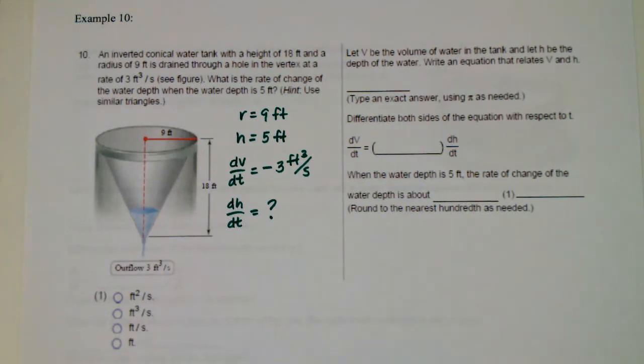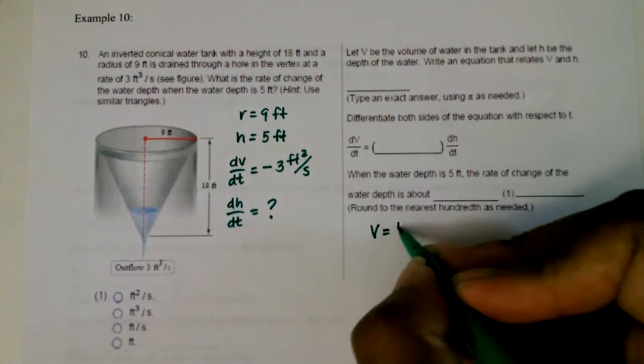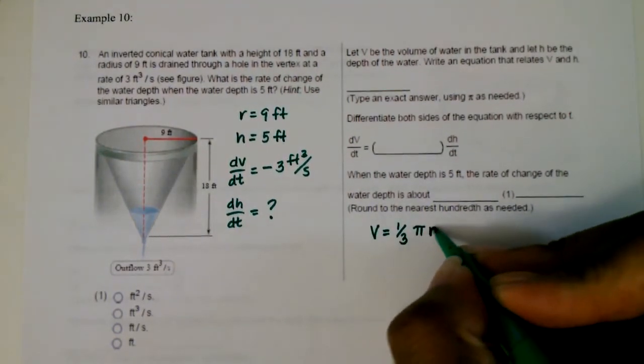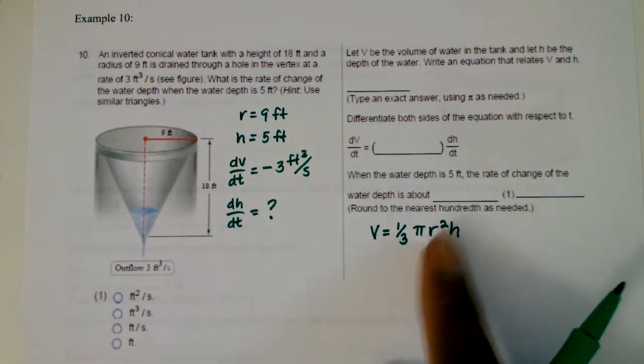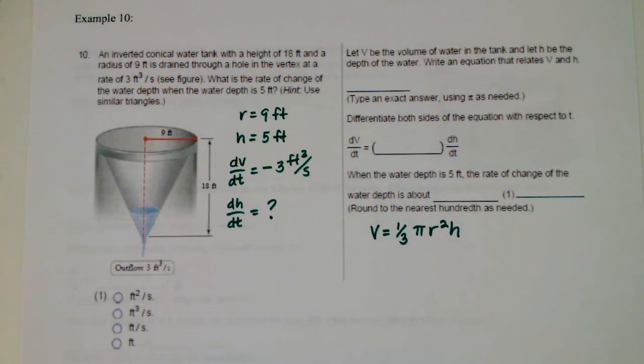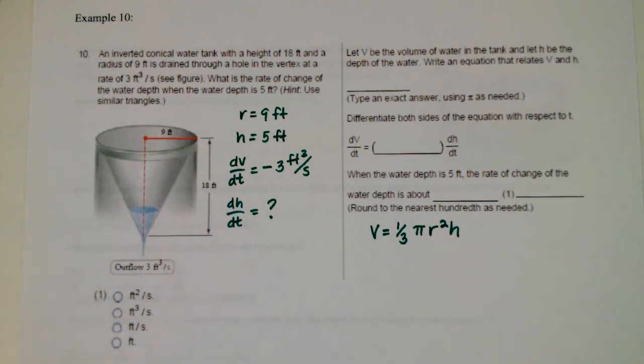First of all, we need the volume of a cone. And we already did this before. That's 1/3 pi times the radius squared times the height. I know what the height is. The problem with that is I know nothing about the radius here. I know nothing about that radius here.